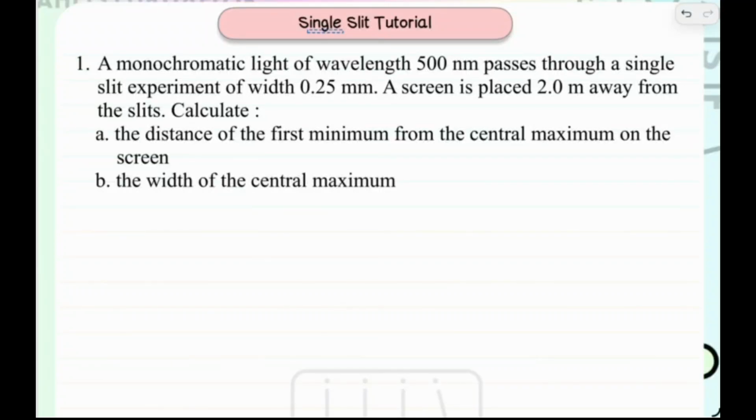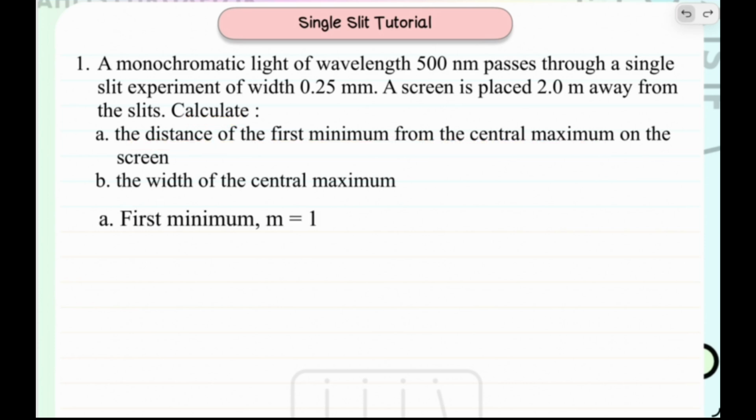In this video, we're going to discuss single slit tutorial. A monochromatic light of wavelength 500 nanometer passes through a single slit experiment of width 0.25 millimeters. So this one is our lambda. This is slit width, so this is our a. A screen is placed 2 meters away. This is our D. Calculate the distance of the first minimum from the central maximum.